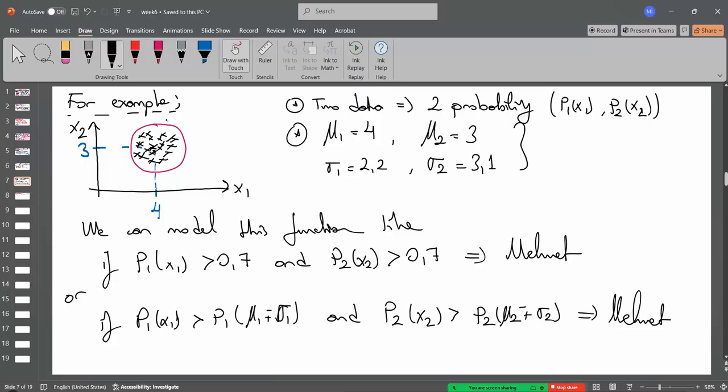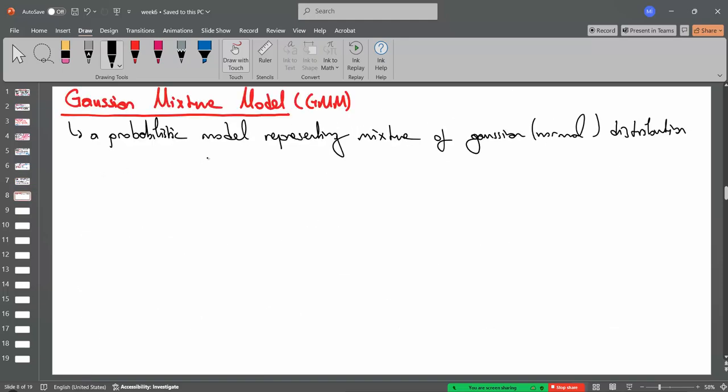In this case we have the collection, the summation of this probability, which must be equal to 2, because P1 of x plus P2 of x must be equal to 2. We have two probabilities, but if we combine these probabilities into one model, then we need to create the Gaussian mixture model based on this one.